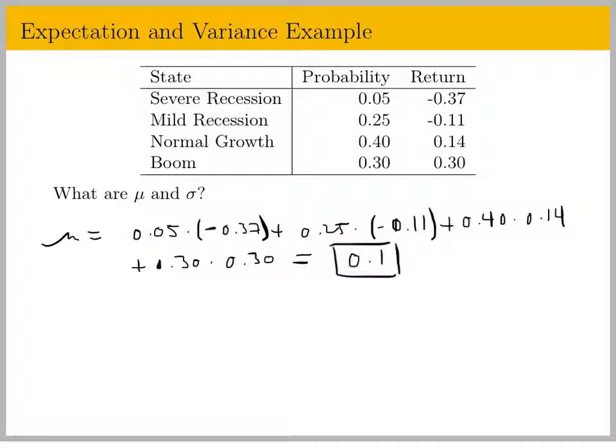That is not the actual return that you'll earn. You'll actually never earn a 10% return, because the only possible returns to earn are negative 37, negative 11, positive 14, or positive 30. But in expectation, you would get somewhere around 0.1.